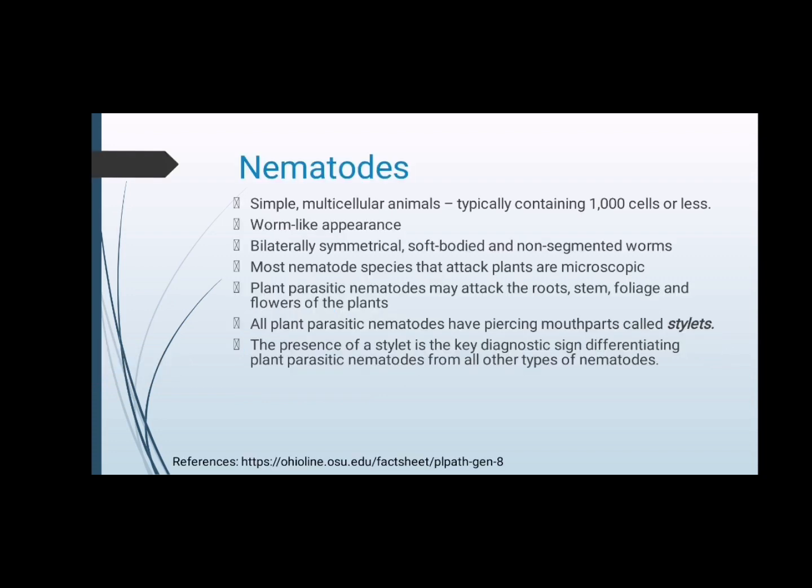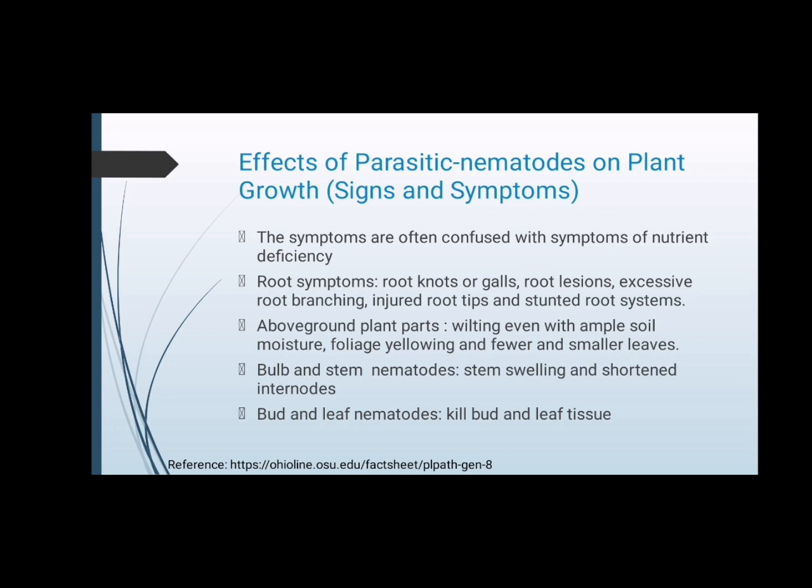Nematodes are simple, multicellular animals that have a worm-like appearance. All plant parasitic nematodes have piercing mouthparts called stylets, and this is the key to differentiate them from other types of nematodes. Parasitic nematodes usually affect the root system by causing root knots or galls, root lesions, excessive root branching, injured root tips, and a stunted root system, and this affects the plant, causing wilting even with ample soil moisture, foliage yellowing, and formation of few and small leaves.